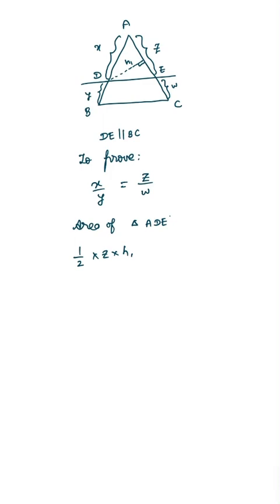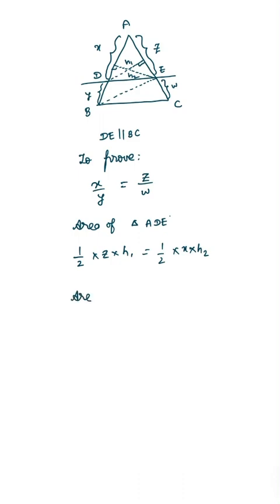But we can draw another perpendicular like this. Let's say this is H2. Now in this case the base is x. So we can write the area of ADE is half into x into H2. Of course both areas will be equal because these two areas represent the area of the same triangle.